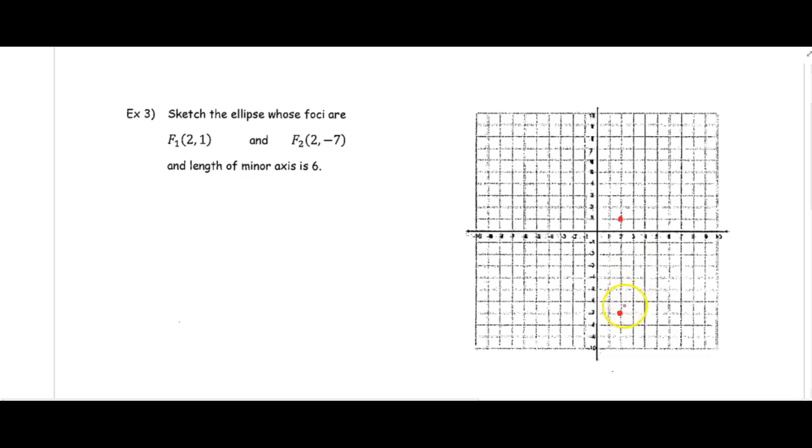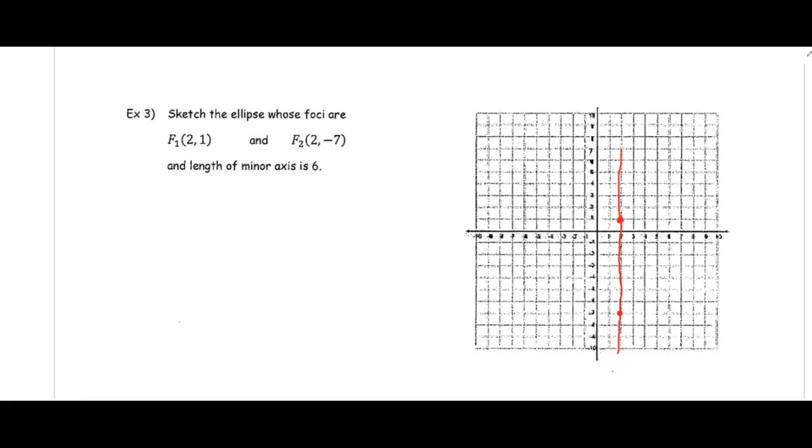And they tell you the length of the minor axis is 6. Now what we're going to do here is basically say our major axis is going to be right here. Okay?